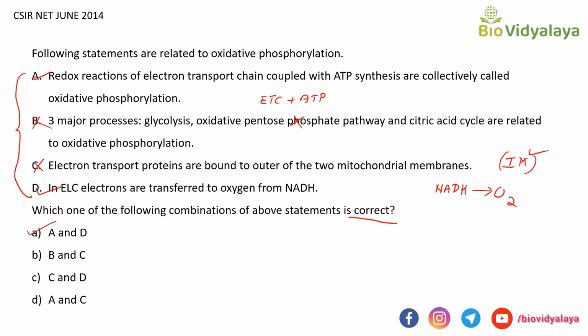Option B, B and C. Both statements B and C are incorrect. So, this is not correct. Option C, C and D. Statement D is correct but C is incorrect. So, option C is incorrect. Next, option D, A and C. Statement A is correct but C is incorrect. So, option D is incorrect. So, the correct answer is option A, statements A and D.